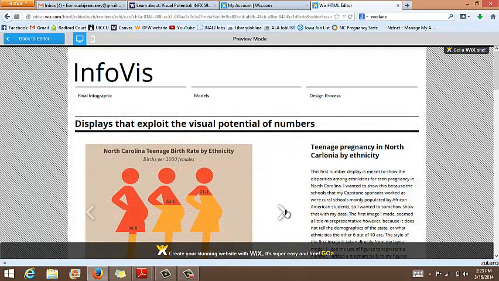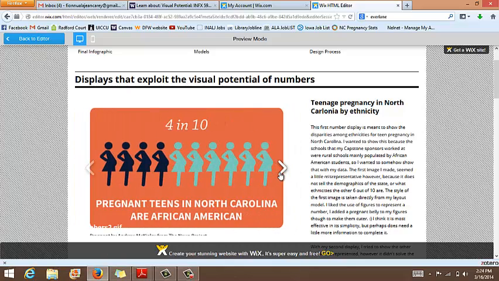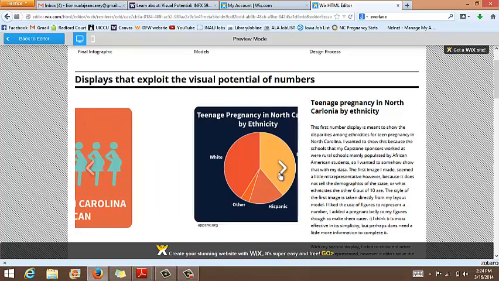So when I started off, I did the exact same thing. I had a list of figures and then the number was actually filled in. I wanted to show ethnicity, and it wasn't really working because there was no demographic information in there. It wasn't showing how many of them were African American. It was just showing the percentage of them that were African American.